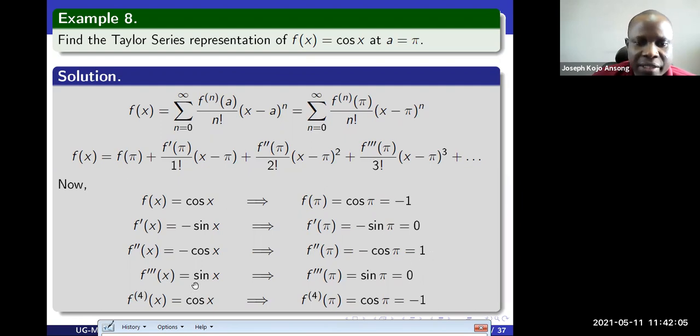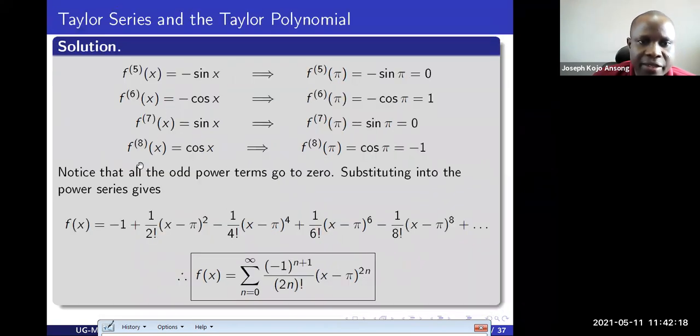Okay, so the rest follow. Find the third derivative. You have sine, that will give you 0 at pi. Find the fourth derivative. You have cosine of x, that is a -1 at pi, and then do that. Okay, so I've done several of them. These are easy to do. So f raised to the power 8 is cosine of x, and cos of pi is -1.